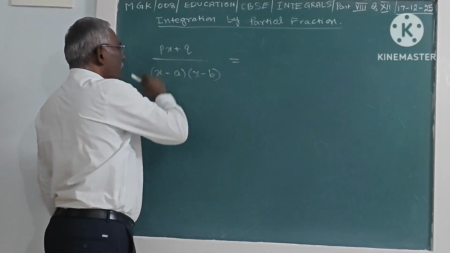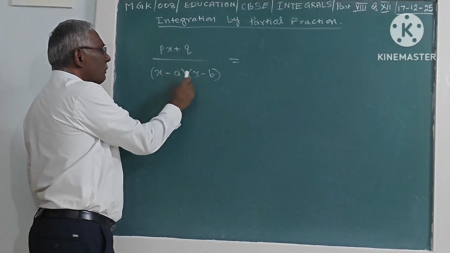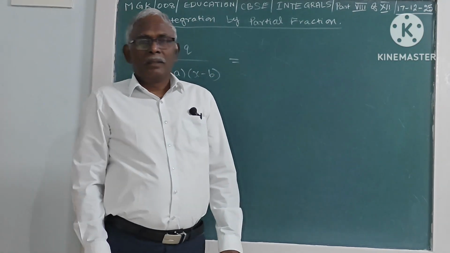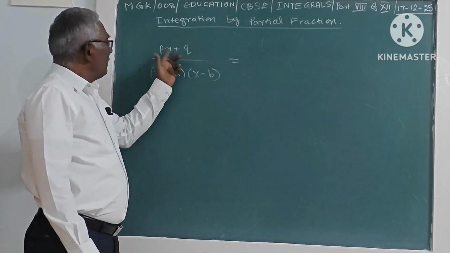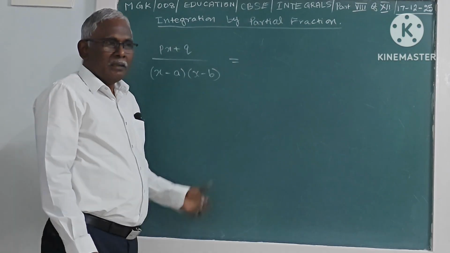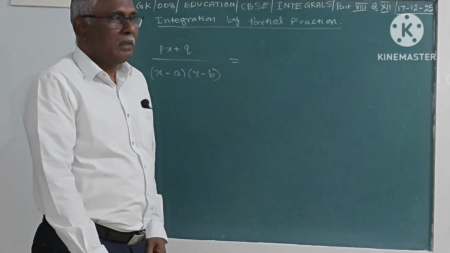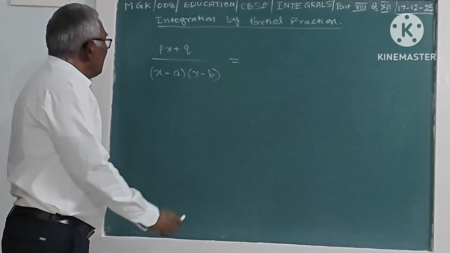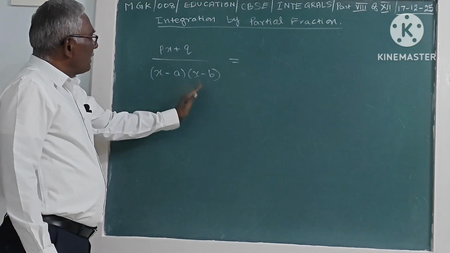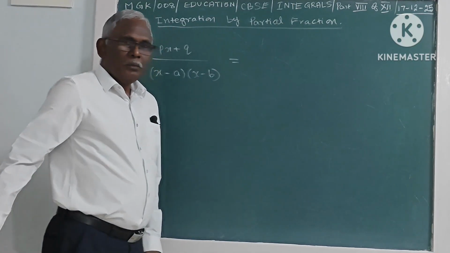In this rational expression, the degree of numerator is 1, degree of denominator is 2, therefore this is a proper fraction. If the degree of the numerator is equal to the denominator or greater than the denominator, we call that rational function an improper rational function. So this is a proper rational function. So we can express this as a sum of two partial fractions.